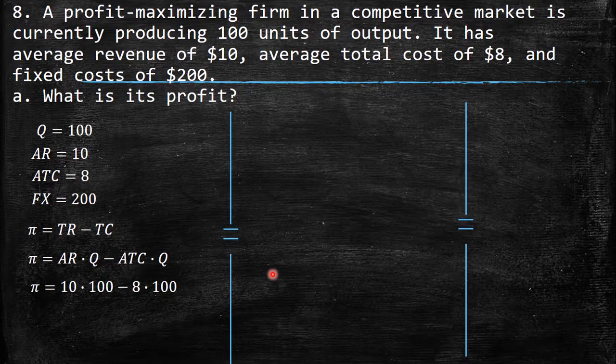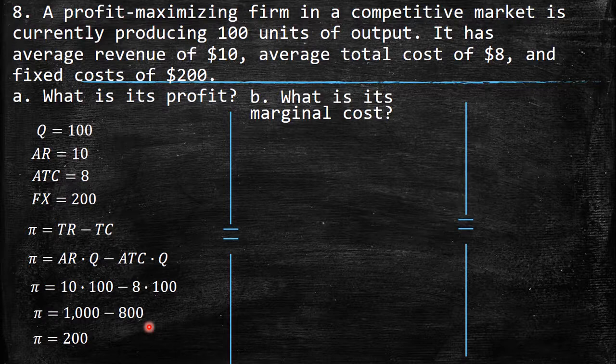So average revenue we already have, quantities as well, and the average total cost as well. Once we have this, the multiplication 10 times 100 is going to be 1000, and 8 times 100 is going to be 800. Then the profit of this firm is going to be 200.